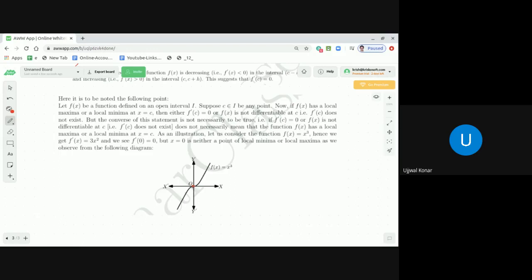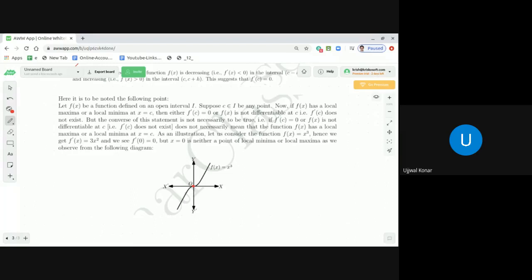So if the function is having a local maxima or local minima, then f dash C has to be 0 or f dash C has to be not defined. That is, f dash C does not exist. But the converse is not true. That means if f dash C is equal to 0, or f(x) is not differentiable at C, that means f dash C does not exist, that doesn't necessarily mean that the function f(x) has a local maxima or local minima at x equal to C.